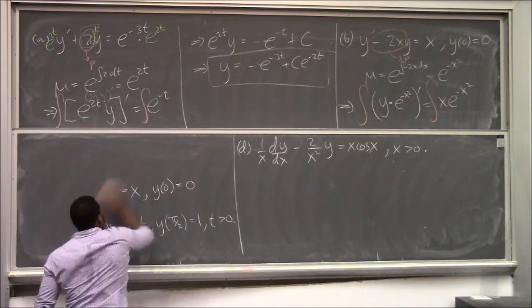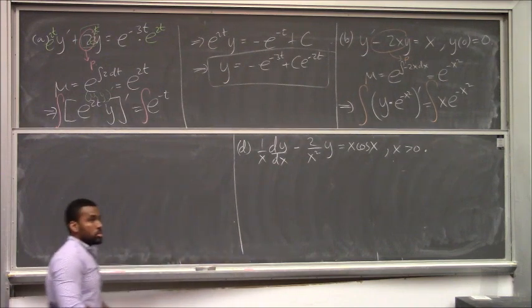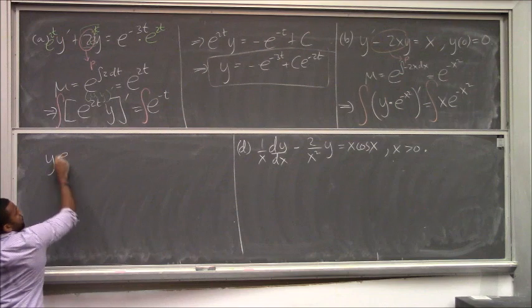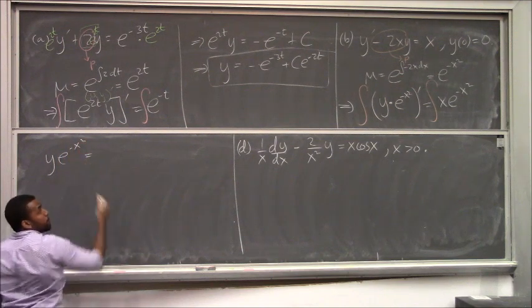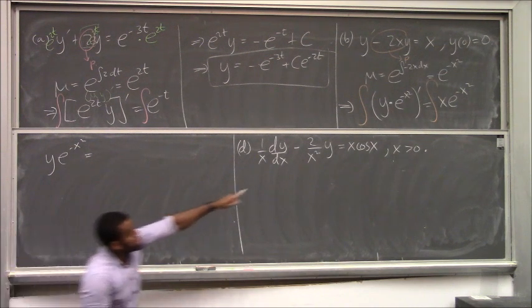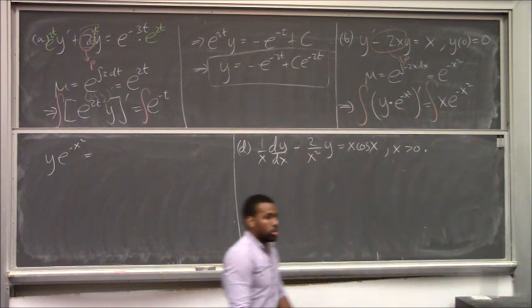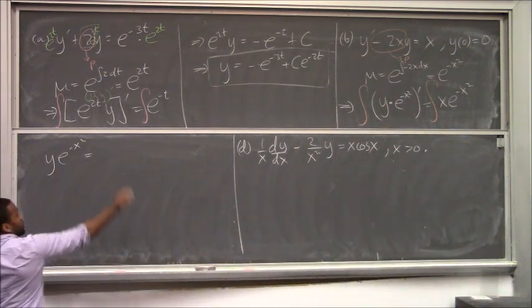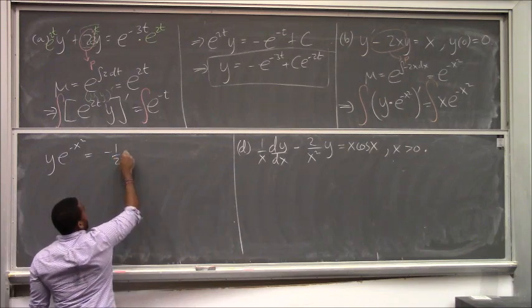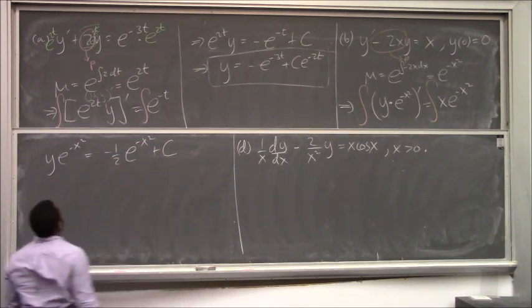Now, what's the integral of the right side? No, it's not by parts. It's over here. Oh, x times e to the minus x squared. Yeah, your substitution: u equals minus x squared. You're going to end up with minus 1/2 e to the minus x squared plus c.